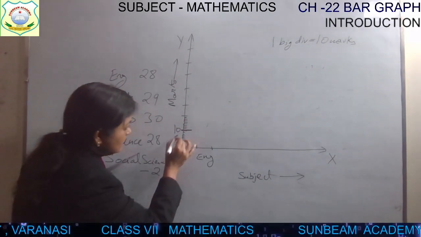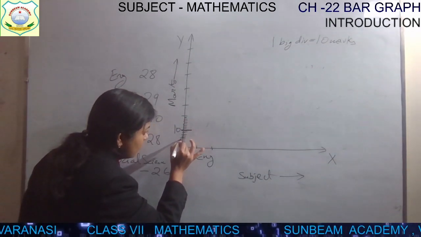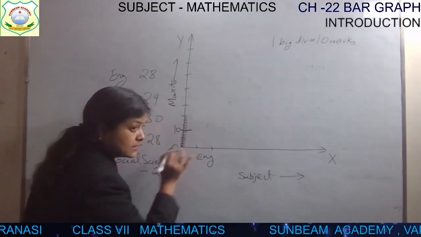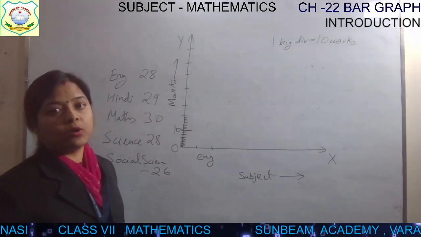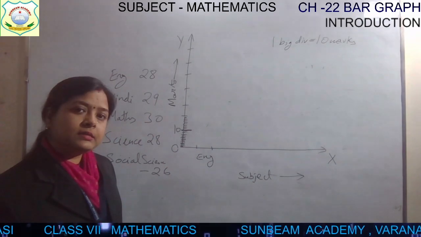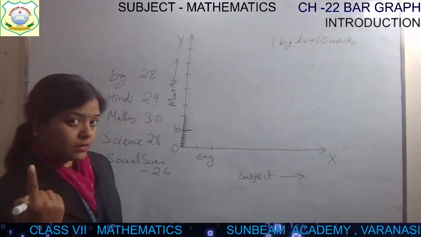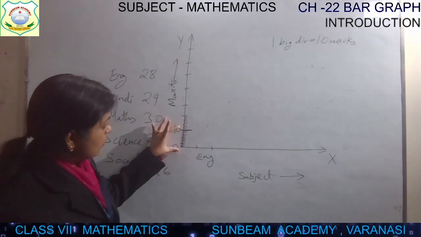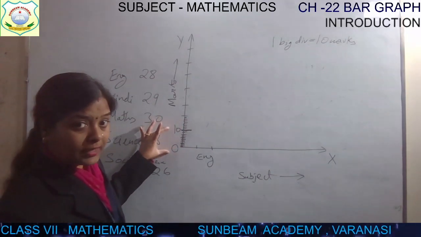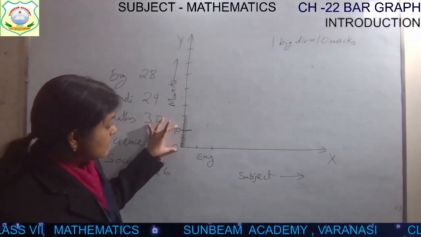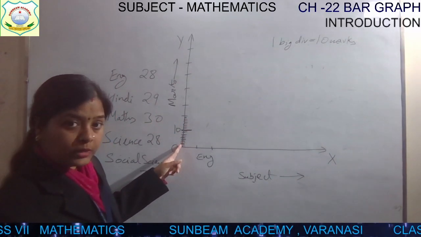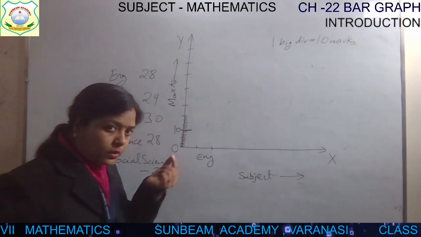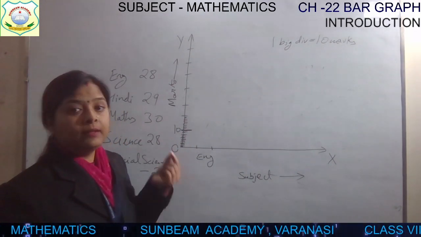Okay. And the small one, this is called a small division. जो ये 10 parts होते हैं इसके बीच में, this is called a small division. So one small division is equal to how many marks? 1 mark. क्यों 1 mark होगा बेटा? Because from here to here it is 0 to 10. 10 marks का है, and each part is divided into 10 equal parts. So each small division is equal to 1 mark.